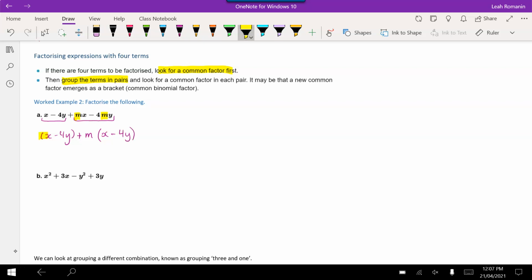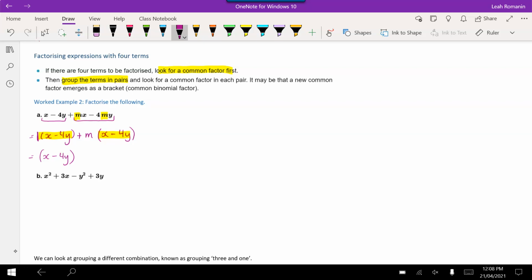Now, what you'll notice here is that I have 2 brackets looking exactly the same. So what you're effectively doing is repeating the process and taking out the common factor, which is that same bracket. So I'm going to factor out the x minus 4y. So that's one bracket. And then imagine there's a 1 out the front of this bracket. If there is no number out the front of the bracket, it's a 1.